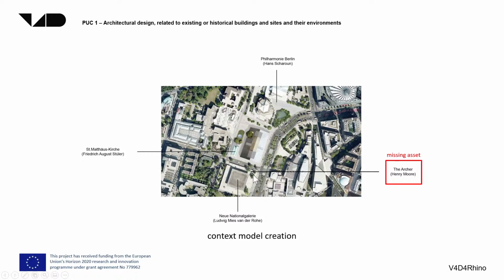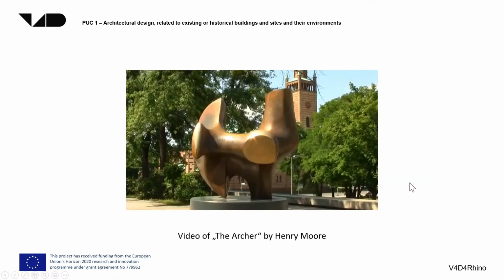But what we couldn't find is this artwork here. This artwork was actually visible in our renders. The missing asset that we're looking for here is the Archer by Henry Moore, also a pretty famous artwork. That is not only famous, but also very complicated in shape. So to remodel this takes quite a lot of time.